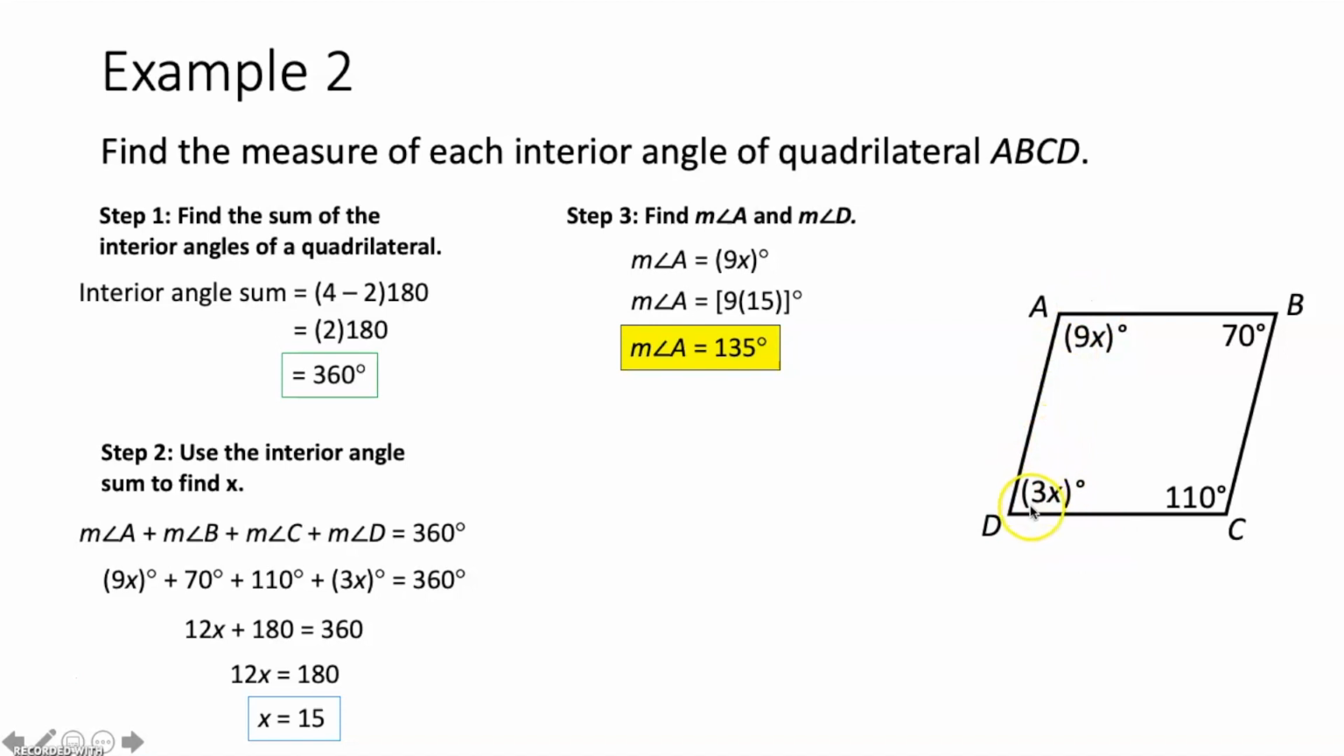Measure of angle D, we do the same thing. It's equal to 3x degrees, so I take 15, plug it in for x. 3 times 15 is going to give me 45. Therefore, the measure of angle D is 45 degrees. And you're done.